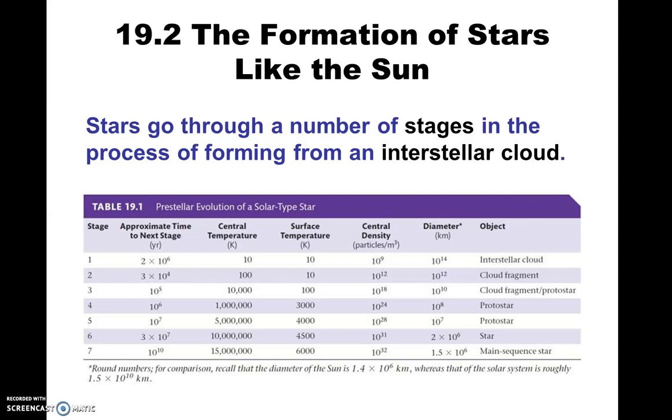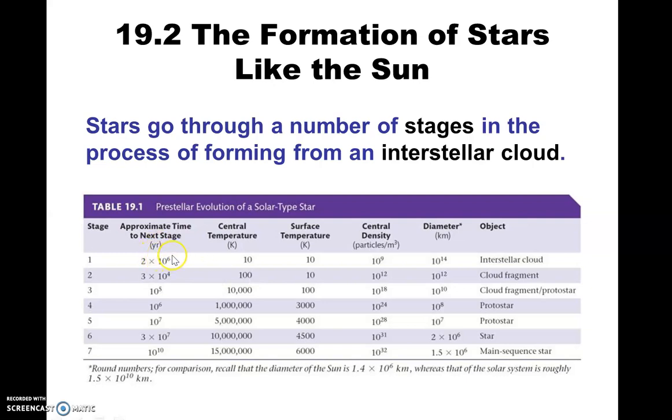All right, and by the way, this table right here shows the 7 stages of star formation. We're going to go into this in a little bit of detail. Right now, we're just talking about what's called an interstellar cloud, the stuff that we were talking about. Now, how do you go from an interstellar cloud to what's called a cloud fragment? Notice what's going on: the temperature is going up by a factor of 10.